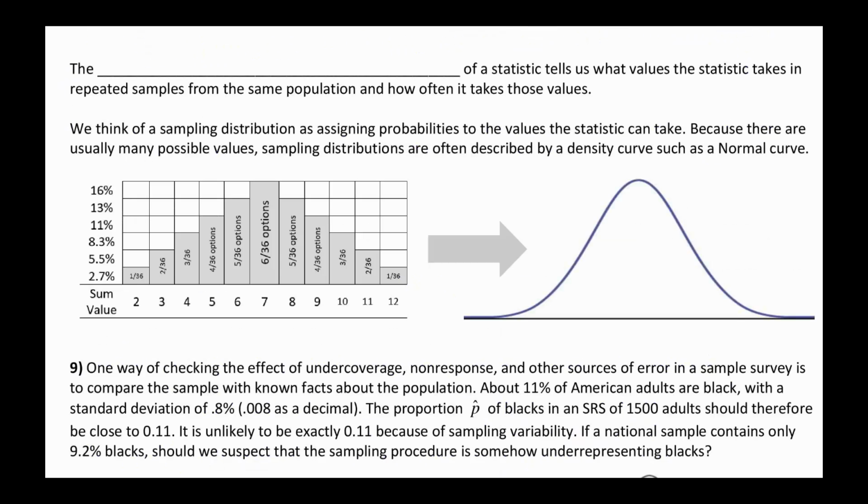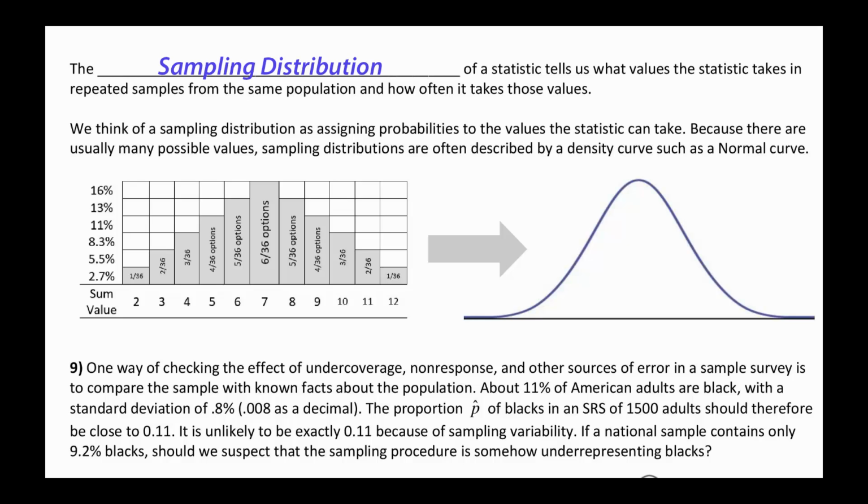Last page of the notes, if you flip on over. At the very top, there's a vocabulary word that we need to know. It's called the sampling distribution. The sampling distribution of a statistic tells us what values the statistic takes in repeated samples from that population and how often it takes those values. So we can often think of sampling distributions as the assigned probabilities for those values.